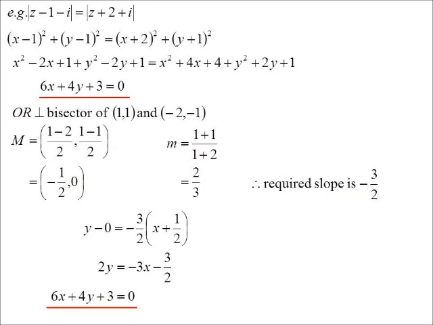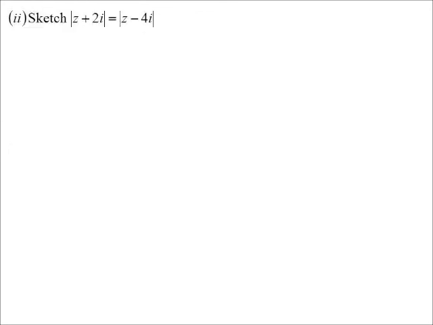So whichever method you prefer, really. I mean, the first one's not that long. But the second one can be useful when you get a question like this. It doesn't actually say find it, it just says sketch it. So if you know it's the perpendicular bisector, it's very quick to draw.